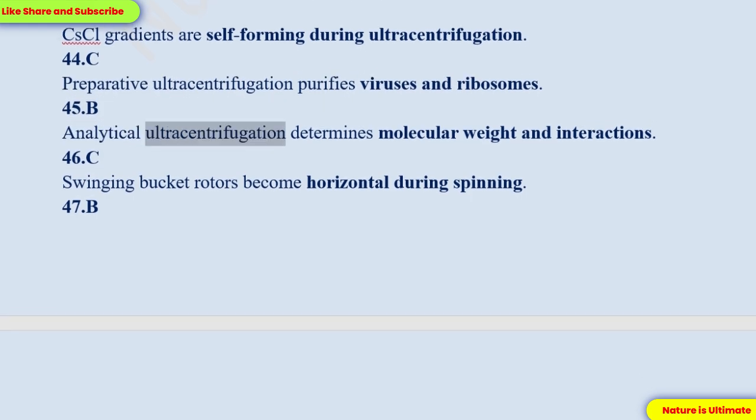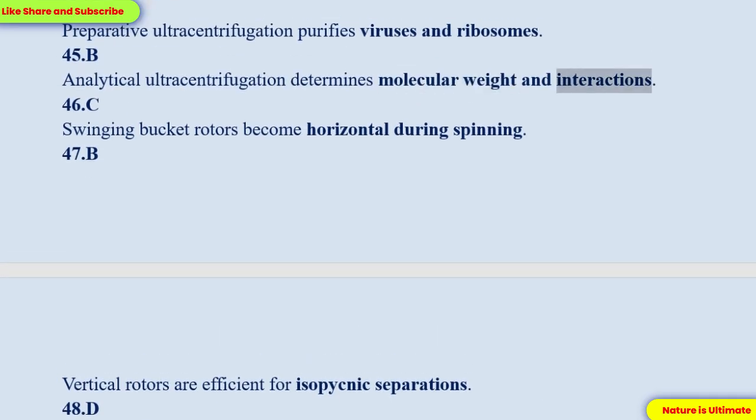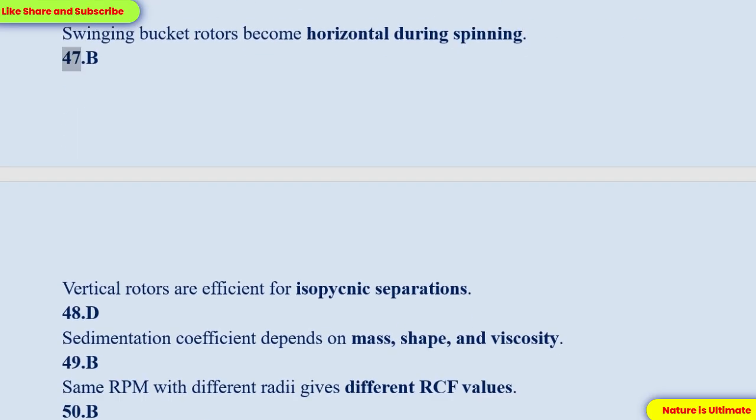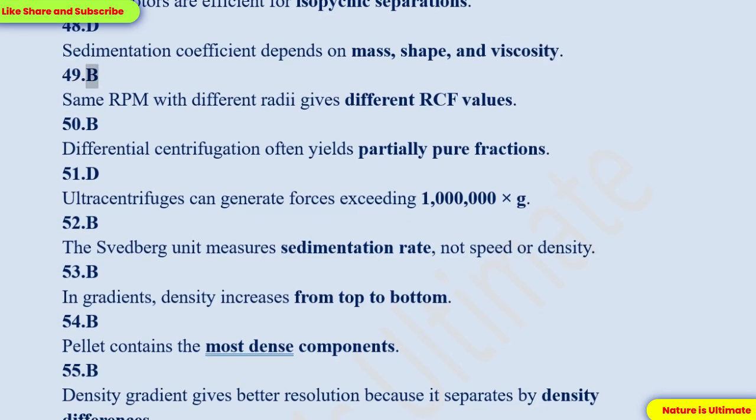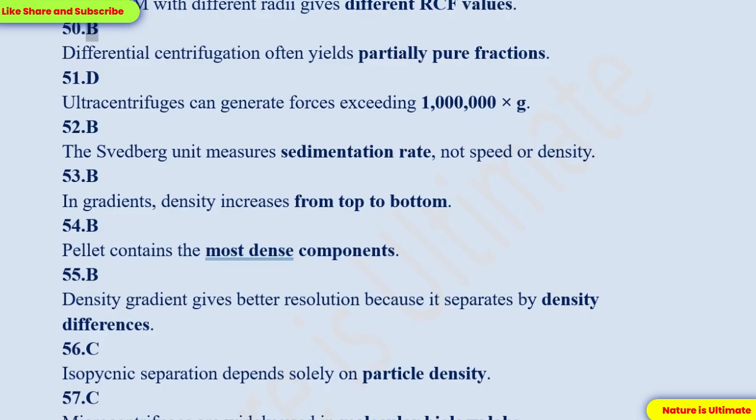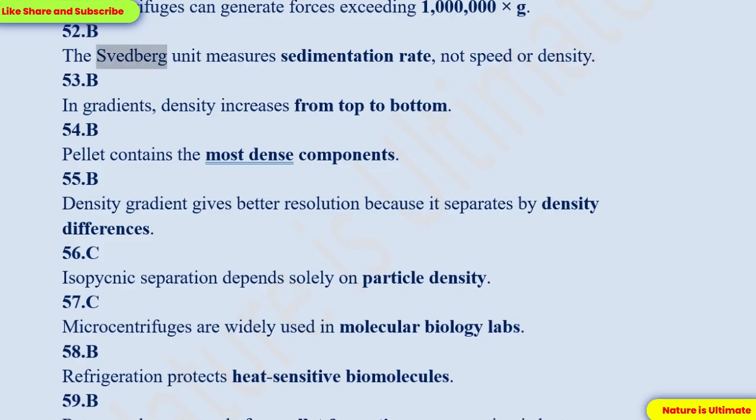45b. Analytical ultracentrifugation determines molecular weight and interactions. 46c. Swinging bucket rotors become horizontal during spinning. 47b. Vertical rotors are efficient for isopycnic separations. 48d. Sedimentation coefficient depends on mass, shape, and viscosity. 49b. Same RPM with different radii gives different RCF values. 50b. Differential centrifugation often yields partially pure fractions. 51d. Ultracentrifuges can generate forces exceeding 1 million times g. 52b. The Svedberg unit measures sedimentation rate, not speed or density.